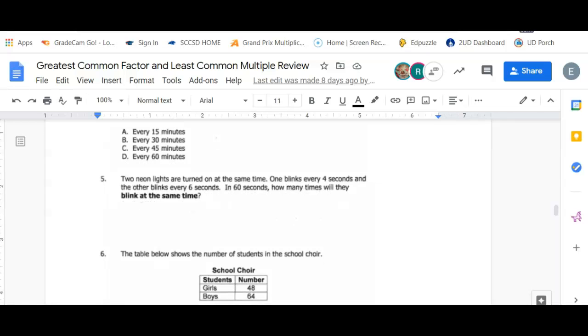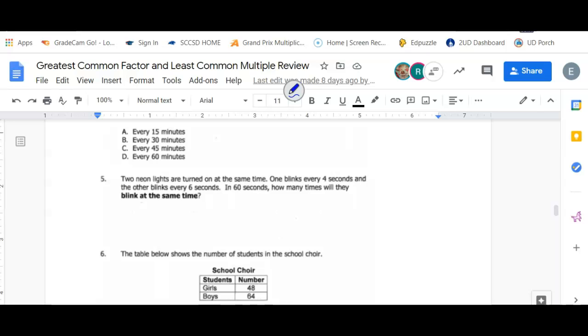All right, question number 5 says, 2 neon lights are turned on at the same time. One blinks every 4 seconds and the other blinks every 6 seconds. In 60 seconds, how many times will they blink at the same time? So we need to figure out at what second they are blinking at the same time. So are we finding the GCF or LCM here? Should our answers be greater or less than 4 and 6? Maddie? LCM. Good. We are finding the LCM.